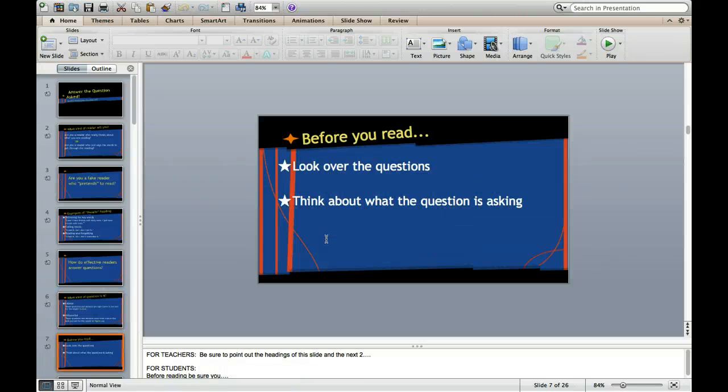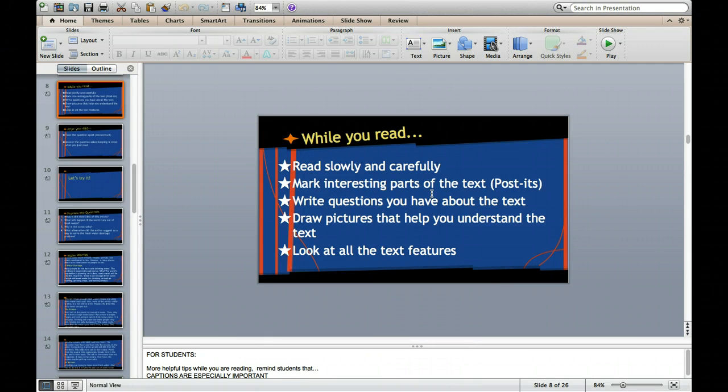So how do we do this? What are our steps for success? Okay, you have to look over the questions first. Good readers who have to read something with questions look at the questions first because you don't want to waste your time, right? Figure out what you need to get out of the reading and just focus on that. Then figure out exactly what the question is asking you.